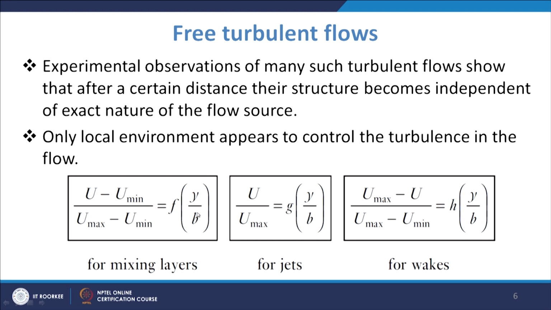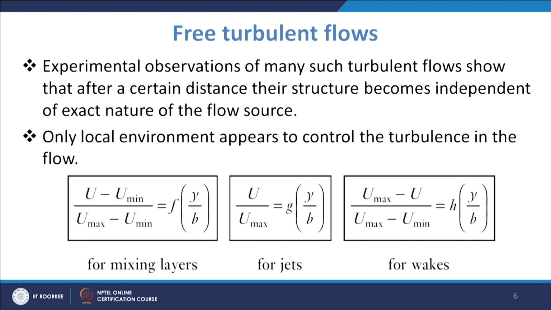So that will be y in the cross stream, and b is basically the cross stream layer width. So that is half width. That is how you are taking b, and for the wakes, you see u max minus u by u max minus u min will be a function of y by b. So these formulas talk about these variations in u with u max and u min, and it will be a function of y by b.